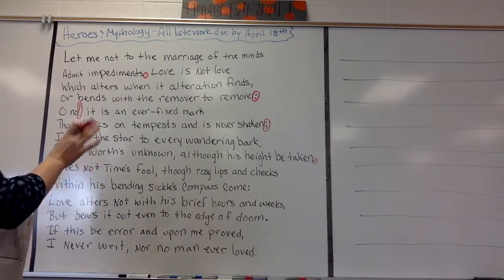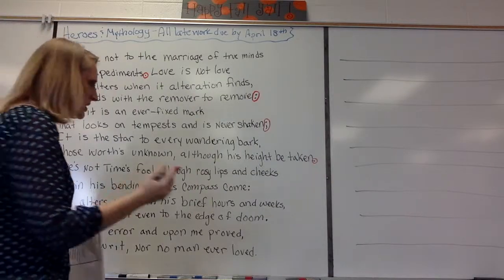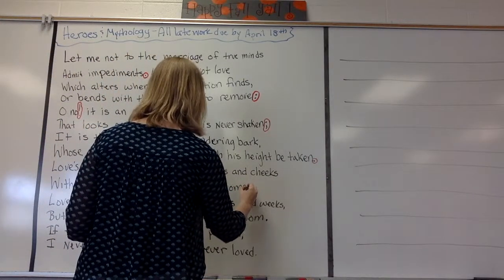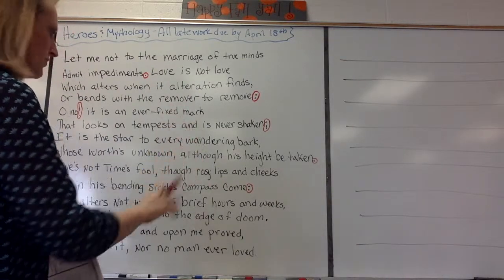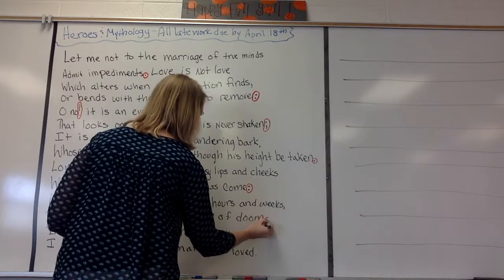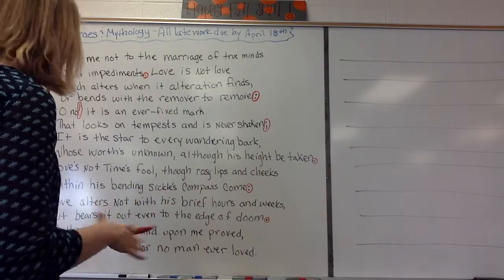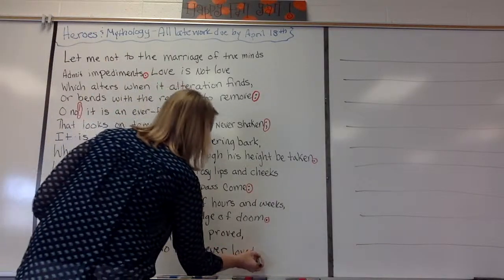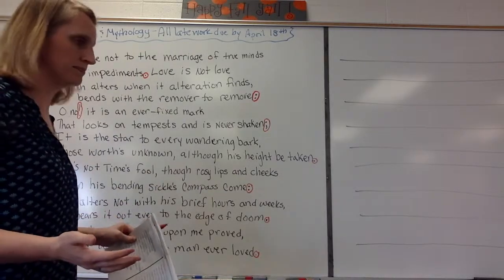Love's not time's fool, comma, ignoring, though rosy lips and cheeks within his bending sickle compass come. So I have a colon, so I'll do that. Love alters not with his brief hours and weeks. That's a comma, don't need it, but bears it out even to the edge of doom. There's a period. If this be error and upon me proved, comma, I never writ, comma, nor no man ever loved, another period. All right, so I have identified my end marks.